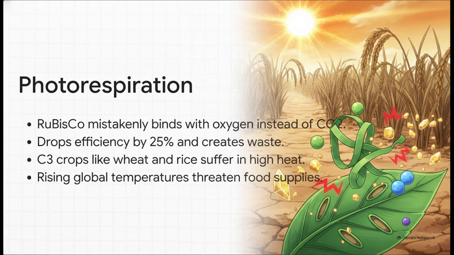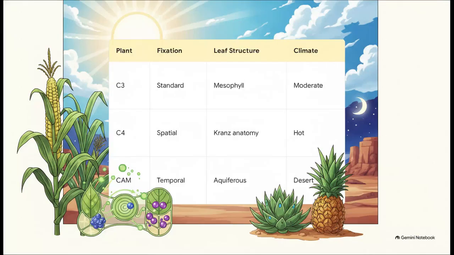The scary part? Most plants in the world, including crucial food crops like wheat and rice, are standard C3 plants that suffer from this exact flaw. So as global temperatures rise, these plants are forced to close their pores more often, which triggers this wasteful photorespiration and severely threatens our global food supply. But nature is remarkably resilient. Certain plants, known as C4 and CAM plants, actually developed incredible evolutionary workarounds to avoid this whole photorespiration mess. They do this by using a totally different enzyme called PEP carboxylase, which isn't tempted by oxygen at all.